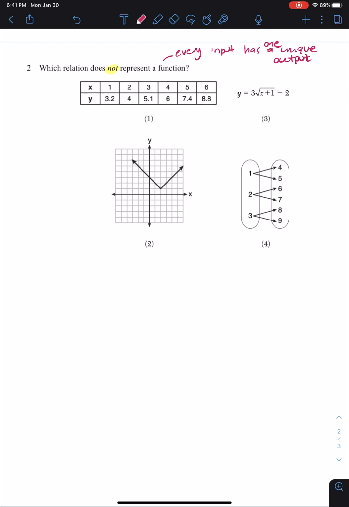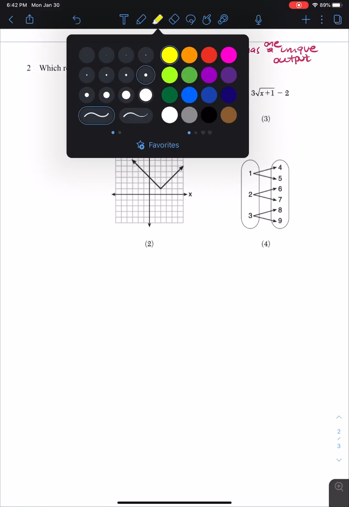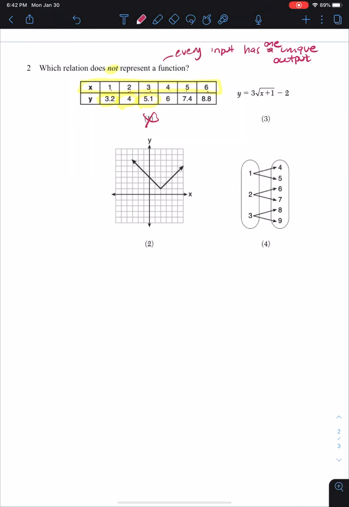So in option 1, every x value is unique. So we have 1, 2, 3, 4, 5, 6. And all of the outputs are also unique. The outputs don't have to be unique as long as the inputs are unique. So here, our inputs are not repeating at all. So the unique output for 1 is 3.2. The unique output for 2 is 4. The unique output for 3 is 5.1, and so on and so forth. So this is not going to work because it does represent a function.